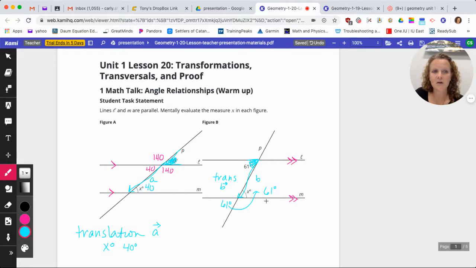All right, so this is a transversal. What's great is we know when two lines are parallel, a line that crosses them is called a transversal. And we can say a lot about the angles in here and their relationship with each other.